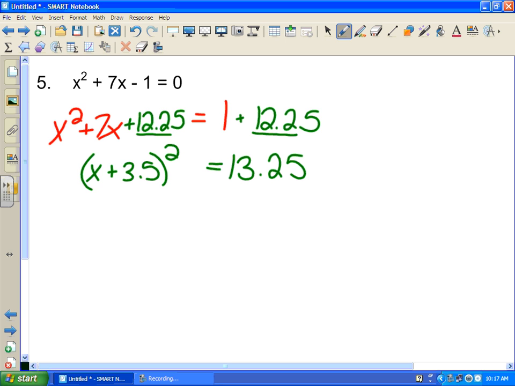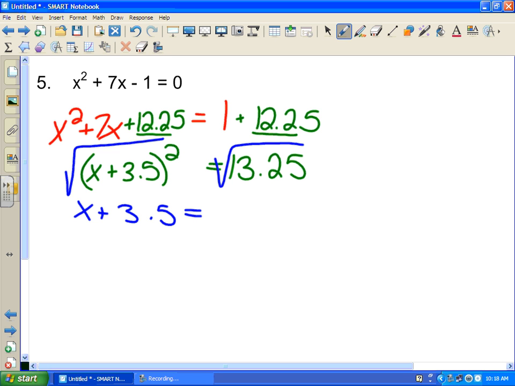Okay, so that right there, that's the new part. Everything else should be reviewed. Okay. So what do I do after this? Square root. X plus 3.5. Okay, I know we haven't been doing that, but just use a calculator.